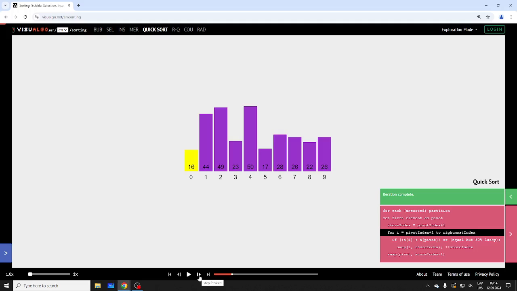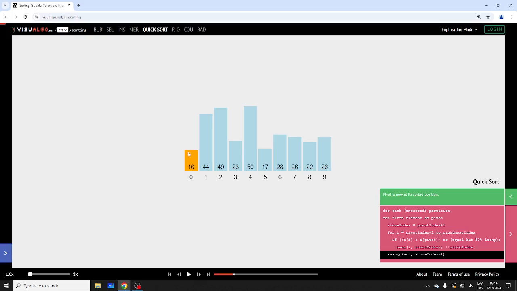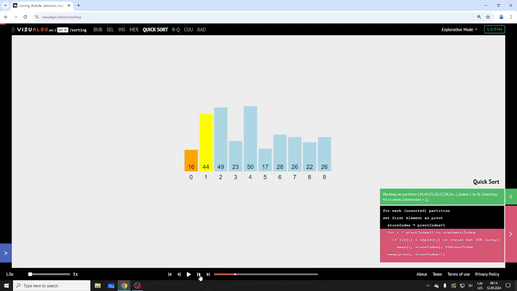Now, of course, this is basically an almost useless operation right now. So now 16 is in the correct place. That's the only good news. We know 16 is in the correct place. Unfortunately, if we kept doing this, it would be really inefficient. But now, of course, we'll take 44. And now things get more interesting, right? It's not the worst pivot, but it's already a better pivot.